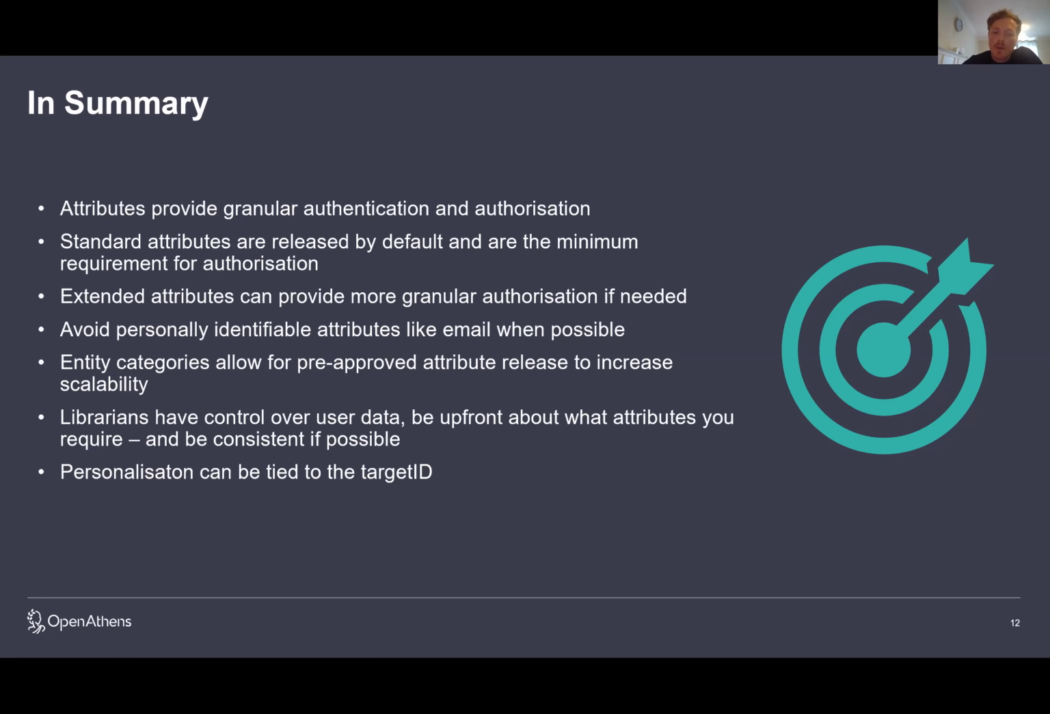So librarians have control over user data. We urge you to be upfront about what attributes you require, and Jake will touch on this a little bit later on. If you can be consistent with that approach, that will aid your ability to be scalable, but also provide visibility to the librarians themselves. And again, personalization can be tied to the targeted ID, which is a default attribute, so it's always released. You can make of that what you will, but providing personalization around that identifier is certainly recommended, without personal information being tied to it.